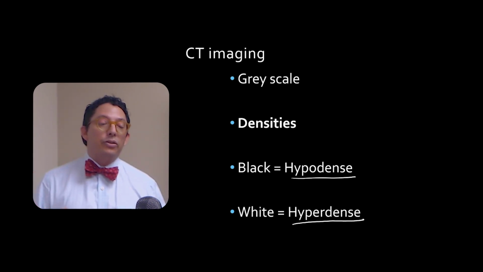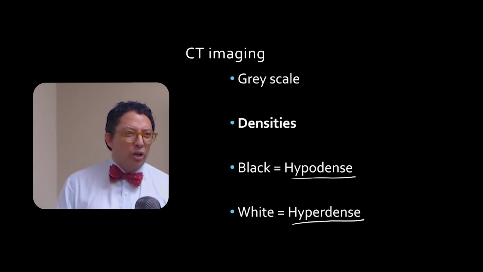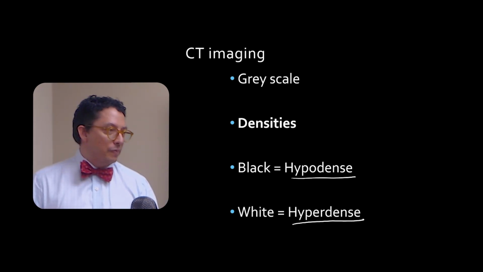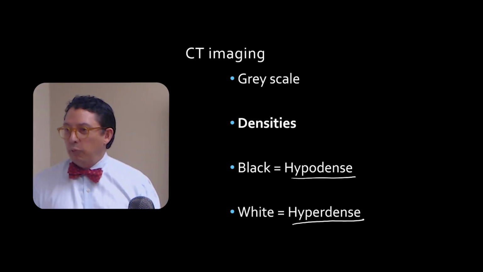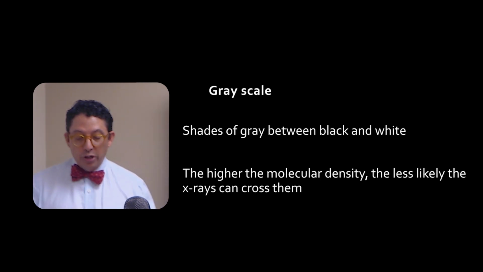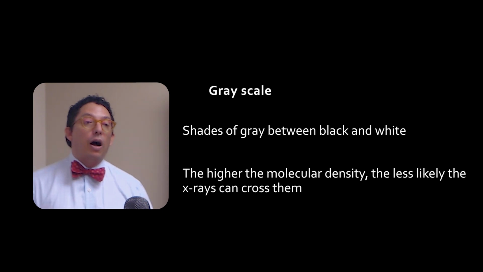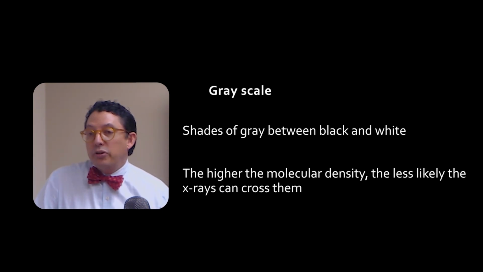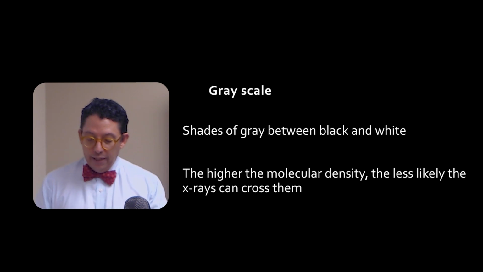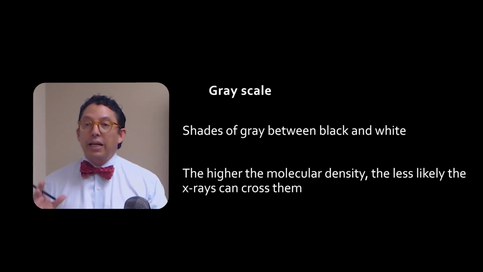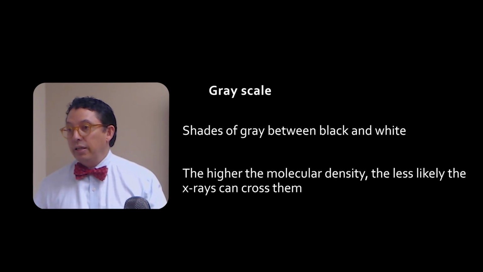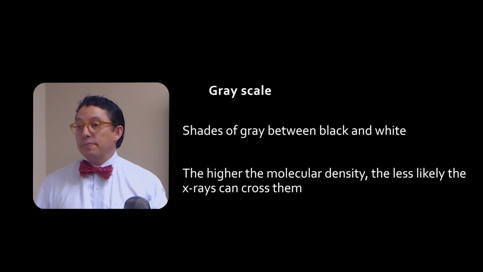So densities are talking about the molecular structure and how easily the photons of the X-rays can cross. That's why we call it hyper and hypodense when we're talking about CTs. And that's what allows us to have the same grayscale on CT as you have with X-rays, because they're from the same thing. These are shades of gray between black and white, and the higher the molecular density, the less likely these X-rays will cross. And the higher the molecular density, the whiter it's going to look, and that's what we call hyperdense.